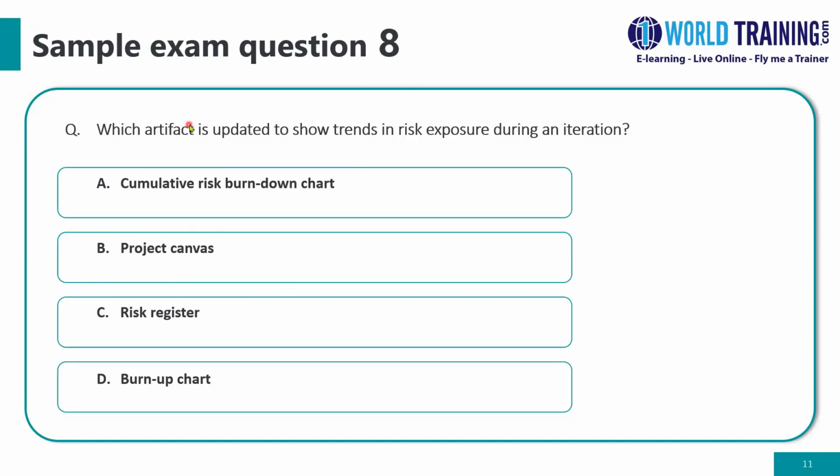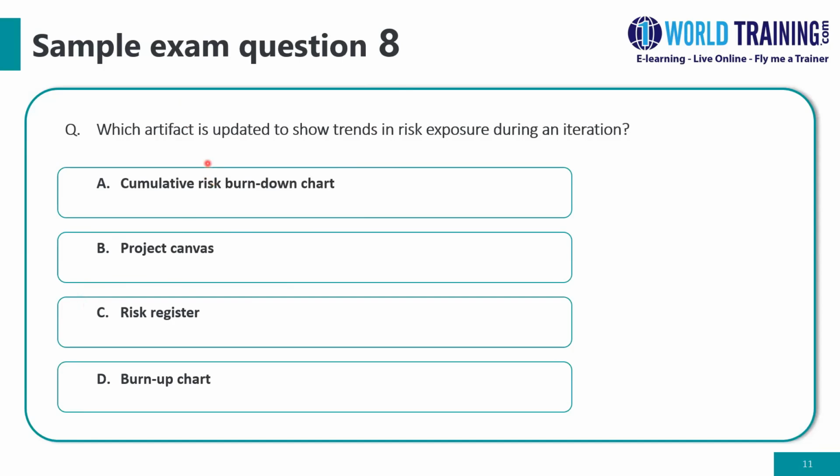Question number 8. Which artifact is updated to show trends in risk exposure during an iteration? A. Cumulative risk burn down chart. B. Project canvas. C. Risk register. Or D. Burn up chart. So we have the risk in the question. So therefore, A and C do have the word risk in the answer choices. It's possibly A or C, not B or D so much.